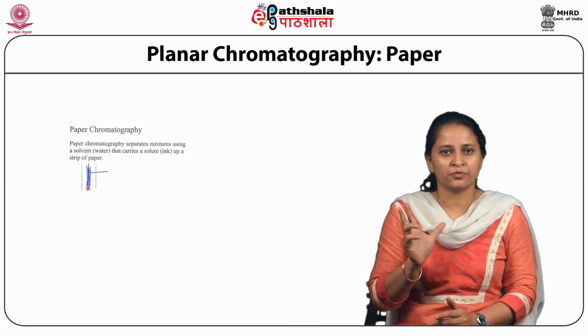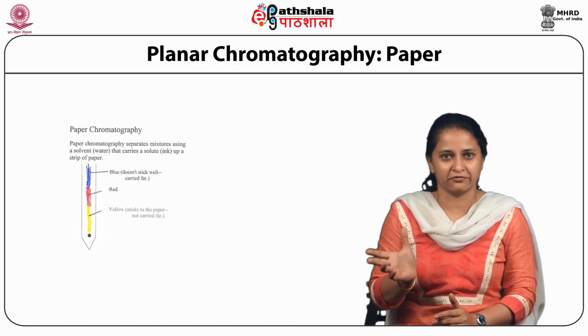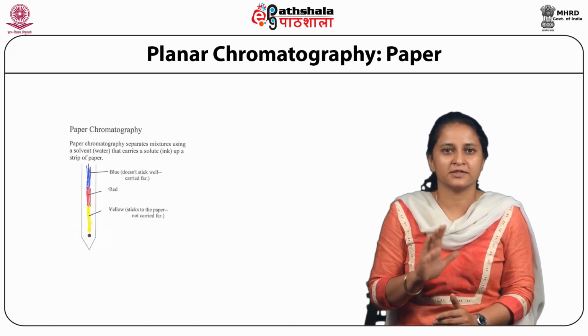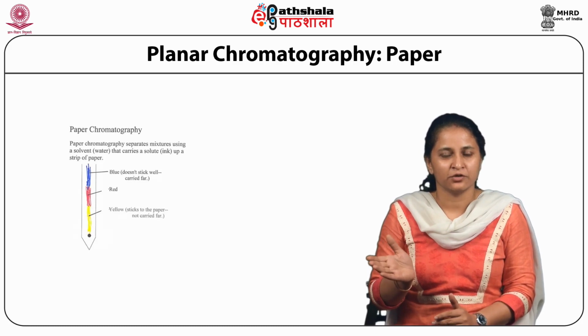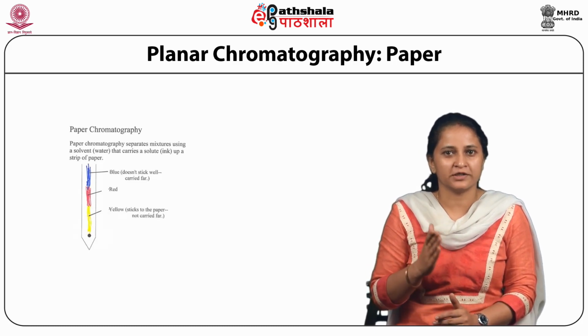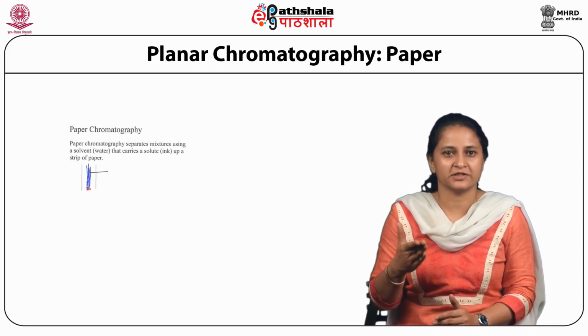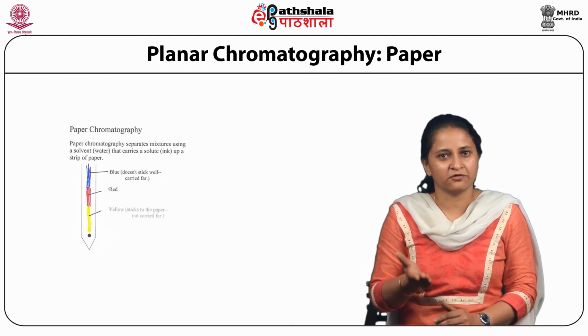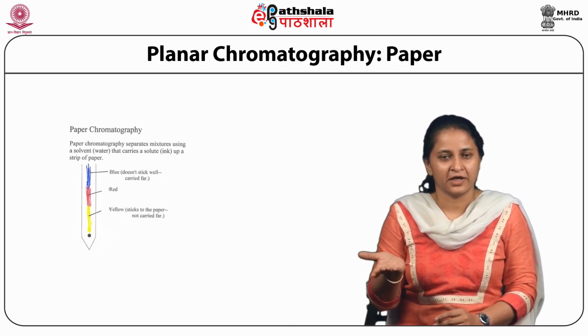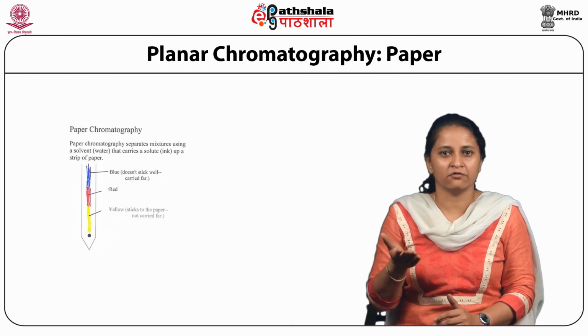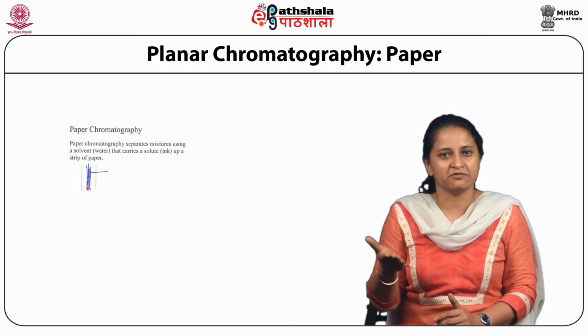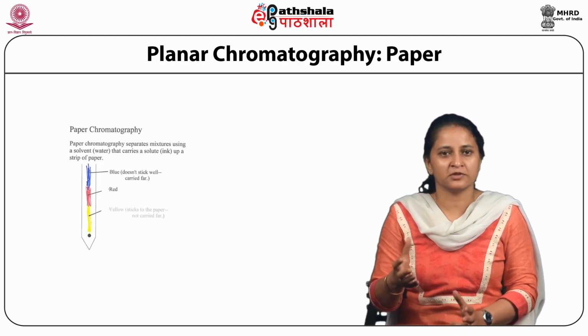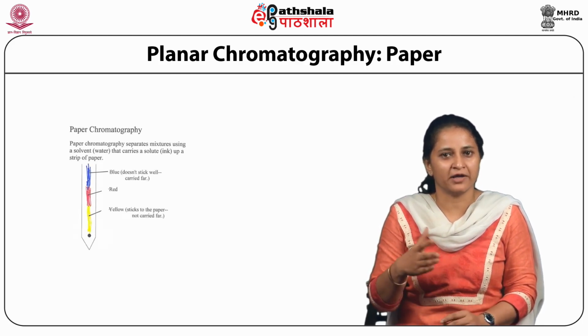Now, there are two broad forms of planar chromatography. The first one is paper chromatography, which is generally a qualitative analytical chemistry technique. And this particular form of planar chromatography involves the use of uniform absorbent paper as a stationary phase with a suitable liquid solvent as the mobile phase.